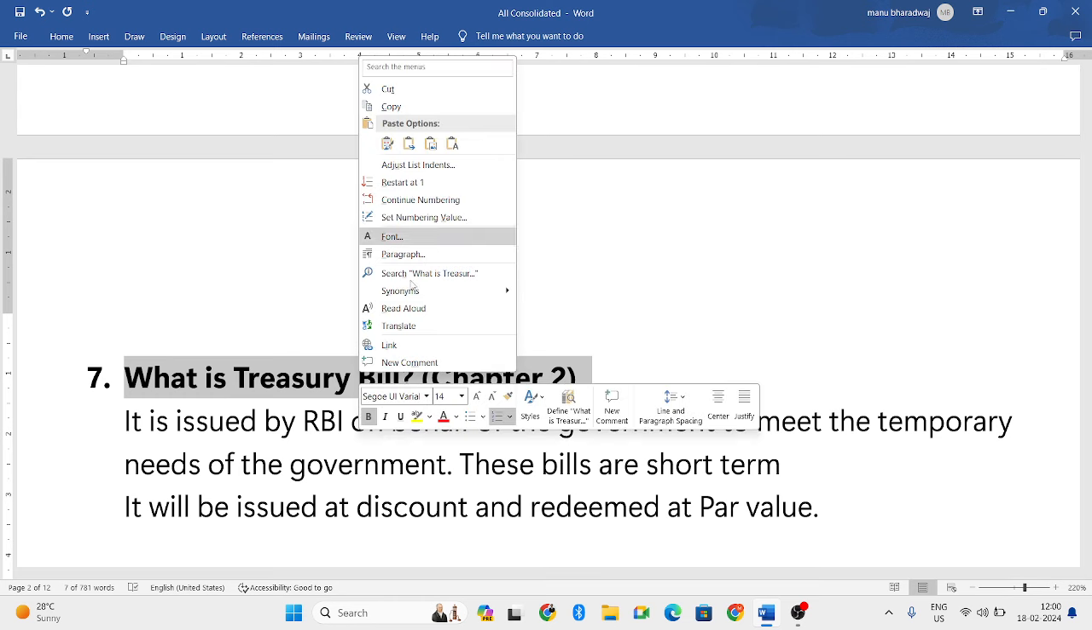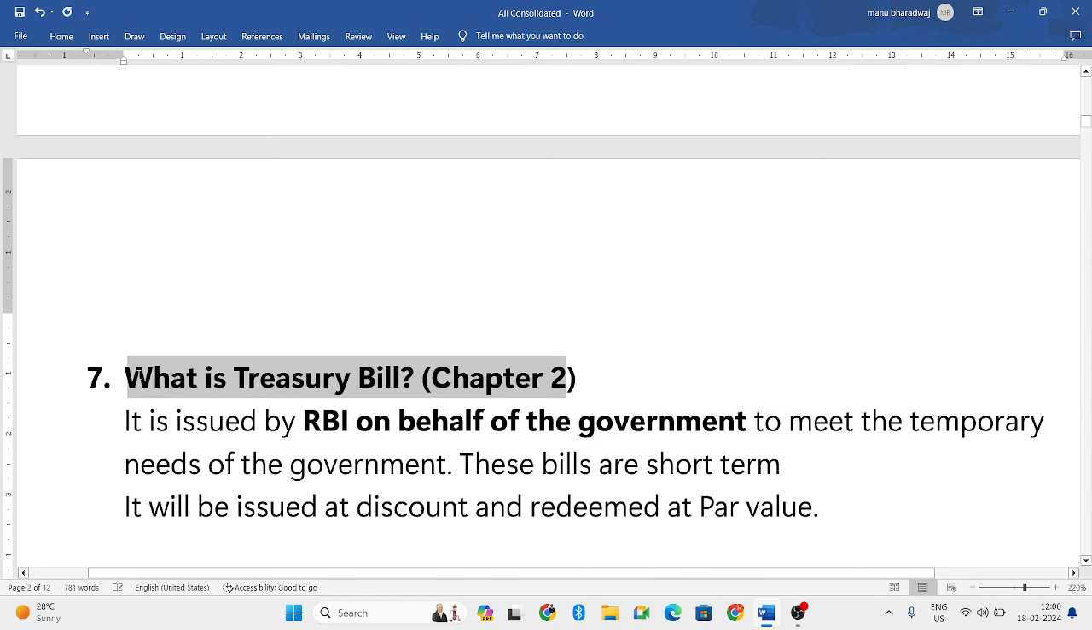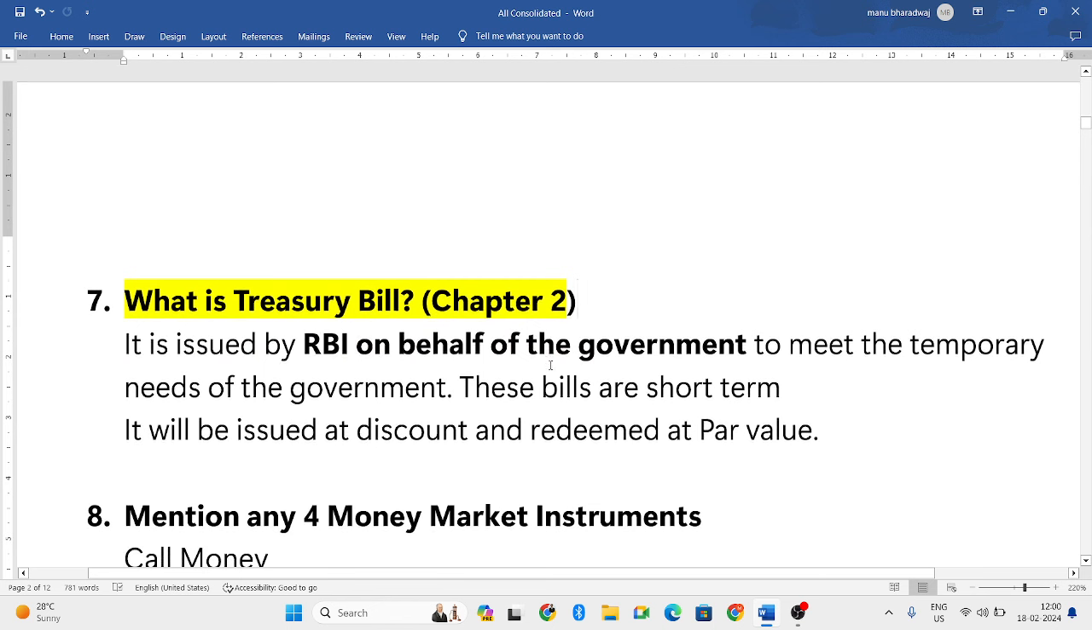It is issued by RBI on behalf of the government. When the government requires certain money, RBI issues these treasury bills on behalf of the government. It is for the short term. The maturity period of a treasury bill lies between 14 days and 364 days, which is less than a year.